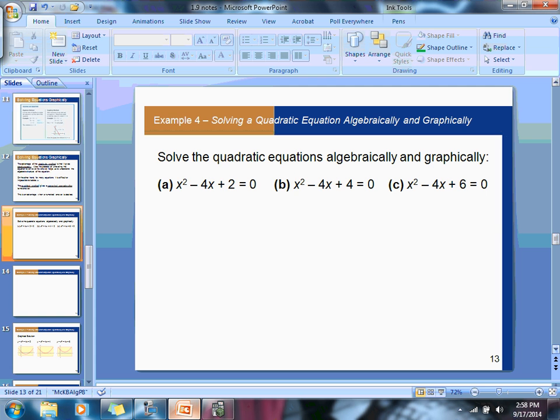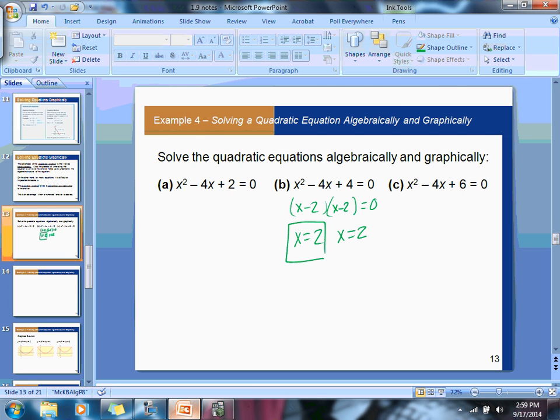So for example 4, we have 3 parts here, and I'm actually going to start with part B. The directions say to solve these equations algebraically and graphically. I'm going to start with part B because it's set equal to 0 and I can factor. It's a quadratic, it's a trinomial. I have factors of 4 that'll get me to a -4. So when I factor, I'm going to have (x - 2) and (x - 2). And then when I set each of those little factors equal to 0, I'll get x equals 2 and x equals 2. And since they're the same, it's really just one answer.